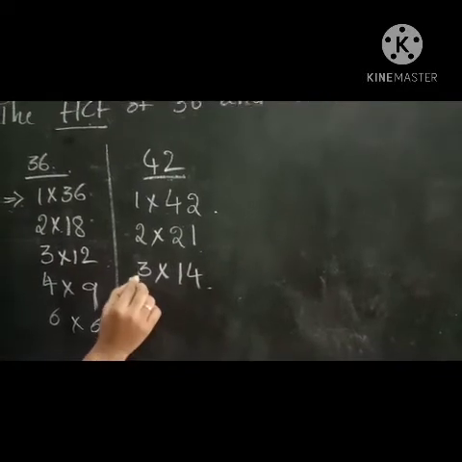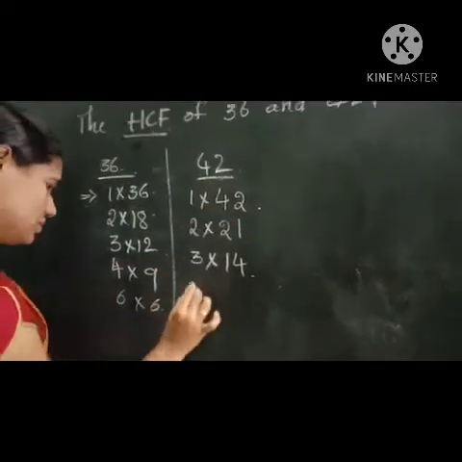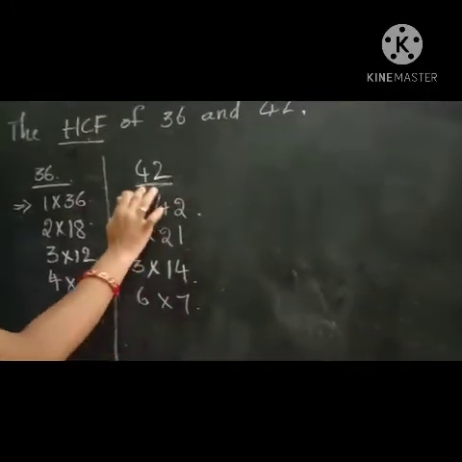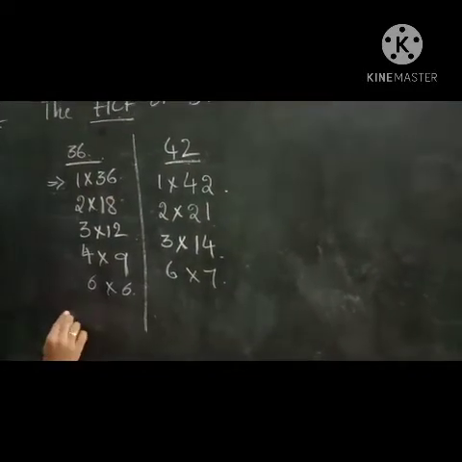Next, in the 5 table, is it there or not? Not there. In the 4 table also this number is not there. So again we have to go to the 6 table. 6 7s are 42. Just write all these numbers.